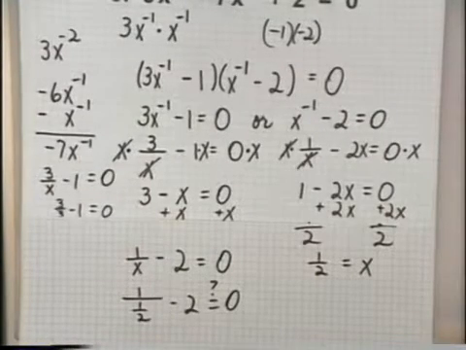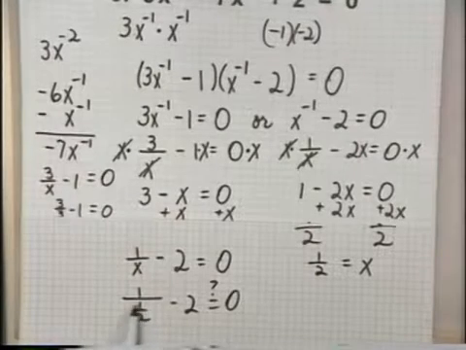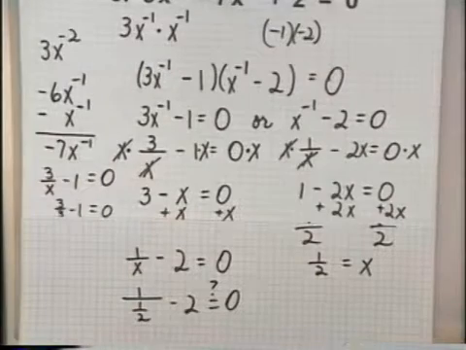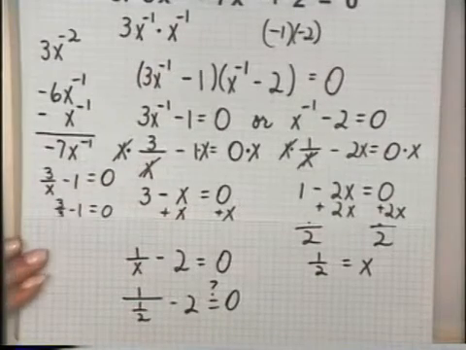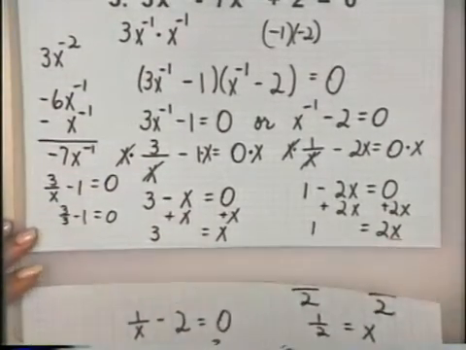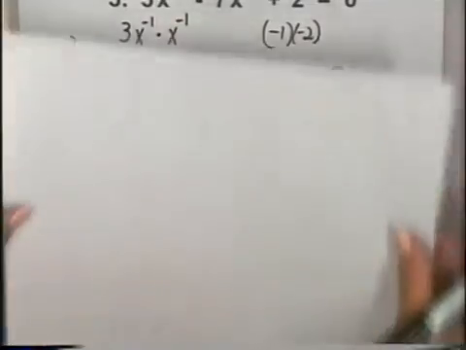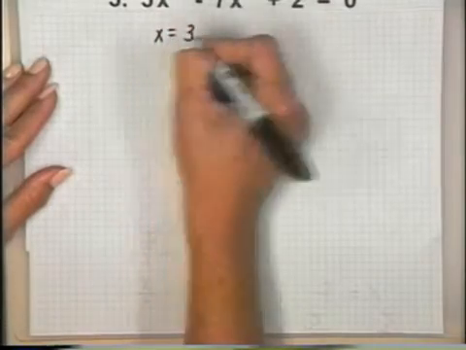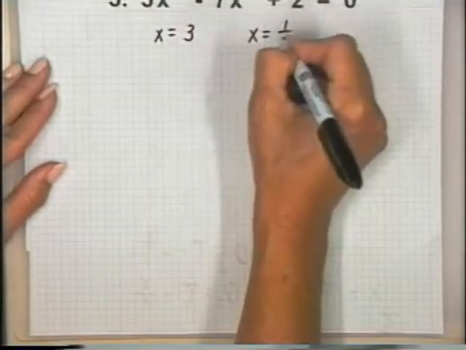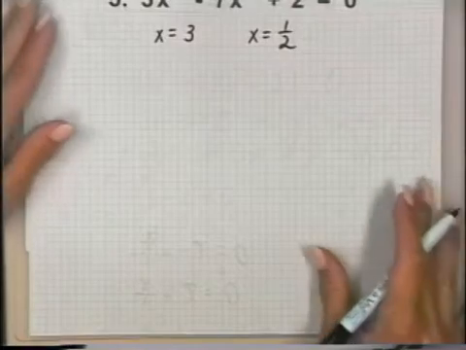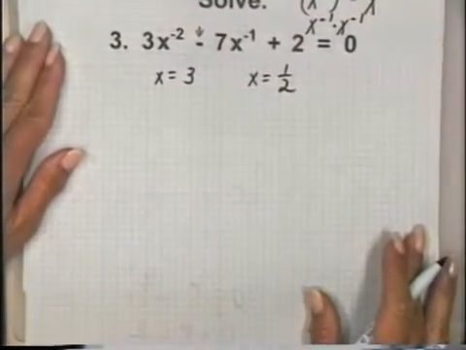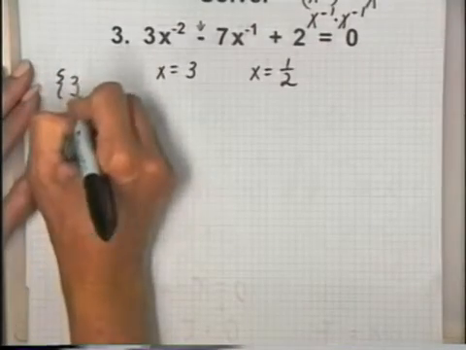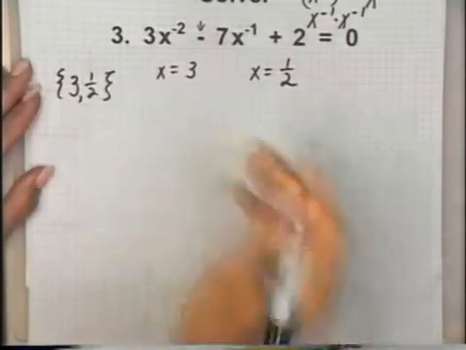I'm not going to completely check it, but I do need to make sure that this denominator is not 0 when x is 1/2, and it's not. It's equal to 1/2. So the solutions for this equation are x equals 3 and x equals 1/2. I will leave the actual check to you. I'm going to write this in solution set notation.